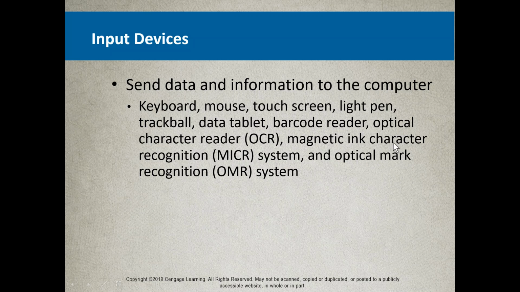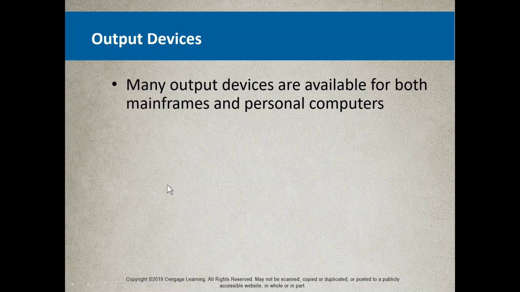Magnetic ink character recognition. This is where you've got, on a piece of paper, like a little strip. It's kind of an older technology. You might think of this on the back of your credit card, where you've got that little magnetic strip. It's encoded with a bunch of characters on it. And optical mark recognition would be another type of system for inputting data.